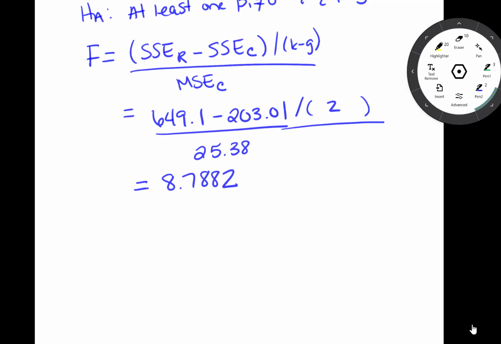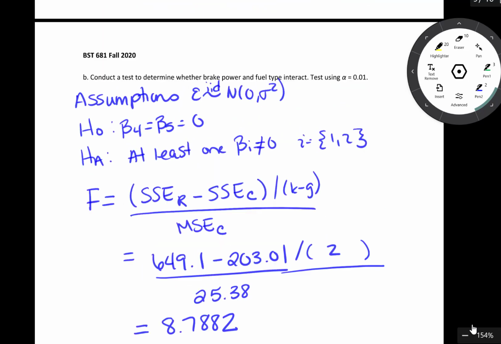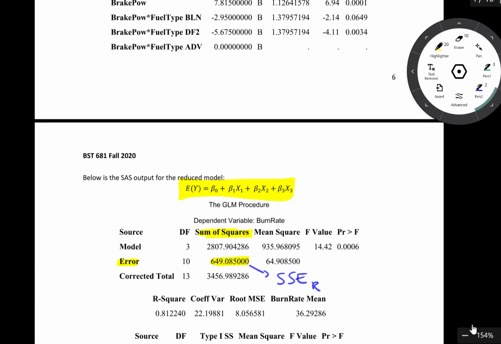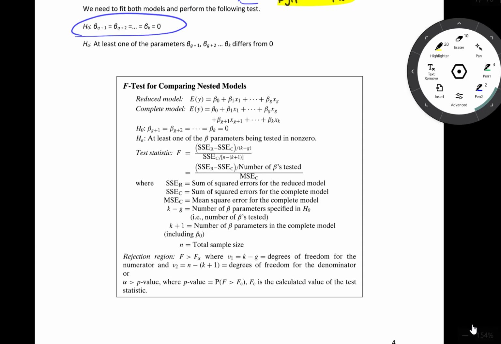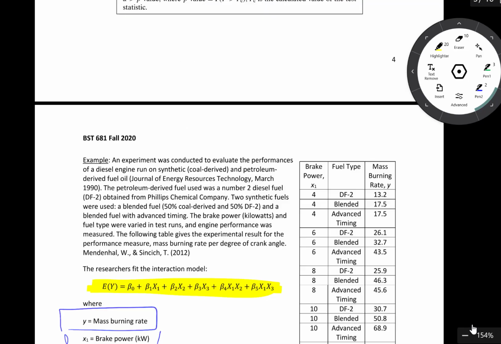And then your degrees of freedom, if you go back up, we'll look at our little box that describes this hypothesis test. So here is our box right here. Notice here is that formula that we just used, or actually we used the second version. And so the last thing we need is our 2 degrees of freedom. Notice nu 1, or your numerator degrees of freedom, is going to be the k minus g, which is 2. And then your second is going to be n minus k plus 1.